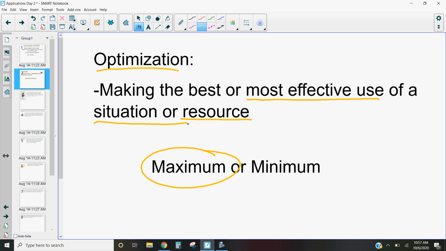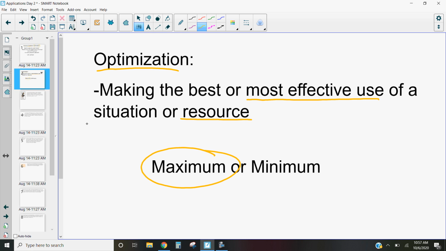So if I'm going to run a school play, how much money should I charge so I can make the most? If I'm trying to build a fence and I'm limited on my resources, what should my dimensions be so that my 500 feet of fencing builds the biggest enclosure? That's kind of what we're looking at when we're talking about optimization.